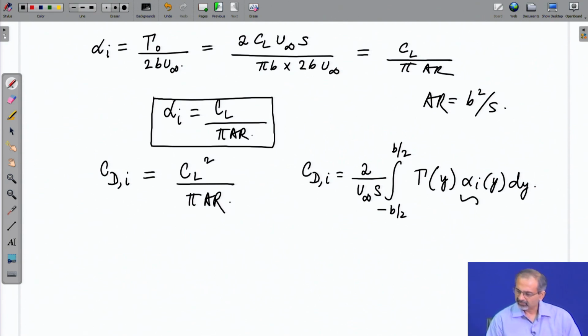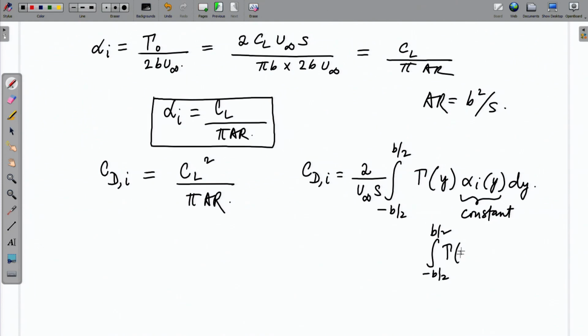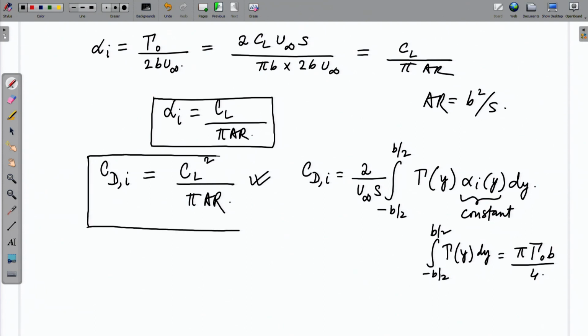and remember that we have a comfortable situation, the alpha I is a constant here, and therefore, it will come out of the integral. Additionally, you need to see that integral gamma y dy in this case will come out to be pi gamma naught b by 4. So, when you plug these things together, you will be able to come up with this expression, that C d I is C L square by pi AR.